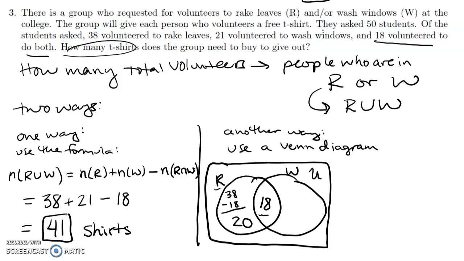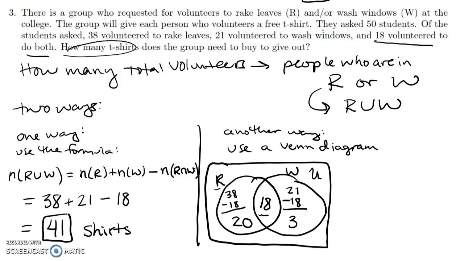Now shifting over to looking at the people who wash windows, we can see that we've got a total of 21 people. But notice we've already counted 18 of them, because those 18 did both. They washed windows and raked leaves. So if we take away 18 from 21, we're only left with 3 people. So there were 3 people who only washed windows. So they just washed windows and didn't rake leaves. But notice together the 3 and the 18 makes the total of 21 for all of the people who washed windows.